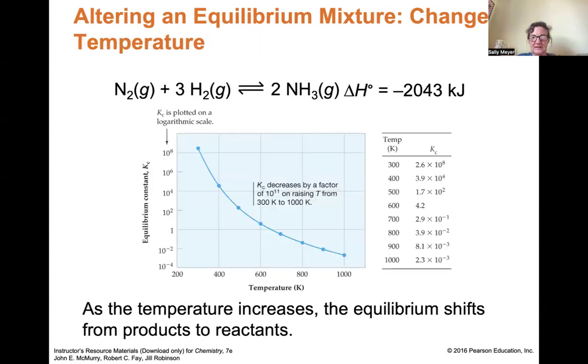So now if we change the temperature, we have to know a little bit more about the reaction. We have to know whether or not it's endothermic or exothermic. It's easy to think about it this way: if the reaction is exothermic, that essentially means that heat is a product. So if you raise the temperature, you're adding heat to the system, which will force the reaction to go back to reactants. And in this case, you're actually changing the value of K. You're not just shifting the equilibrium so that Q becomes K again, but now the value of K changes with temperature.